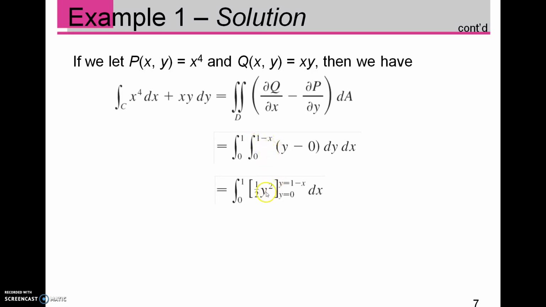So this is a pretty simple iterated double integral, right? We evaluate the inner integral from 0 to 1 minus x, and then we can evaluate the outer integral, and we end up with 1/6. So it becomes much easier to do this double integral than the line integral.